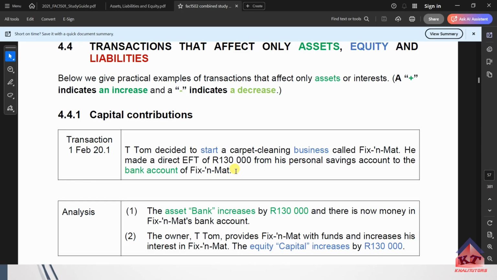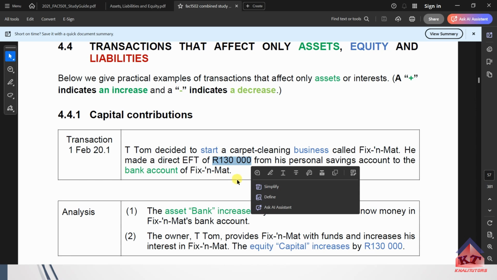Okay, so from this transaction, the first thing that you need to identify is the accounts that are involved. The first account that is involved is what? His capital contribution. So this tells us that the capital account needs to be involved. Remember, the capital account is an equity account, so whenever we record an increase in equity, we record the information on the credit side. Remember that, but this you need to practice. So that's the first account.